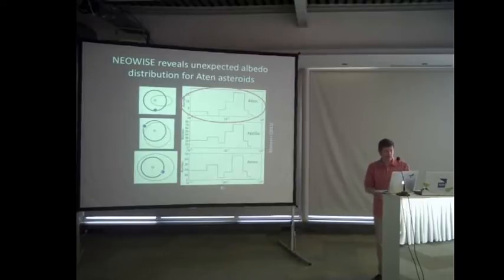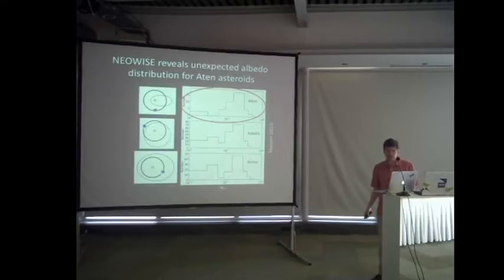Looking then at the albedos, there was an unexpected discovery a few years back by the NEOWISE team, who showed that these Atens, Apollos, and Amors are different NEO groups. You have here the approximate orbital types that they have. The Atens come closest to the Sun, and the NEOWISE team showed that the albedo distribution for Aten-class asteroids is much brighter on average than the other types of asteroids.